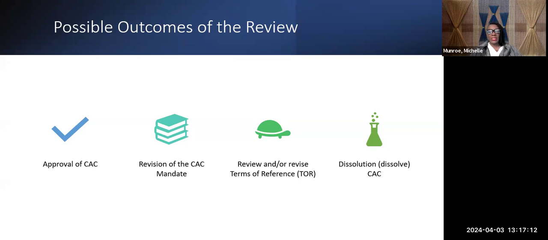Or the other option is dissolution of a CAC, which will be, we believe at this time in this content and context that this Community Advisory Committee has met its mandate, or we have legislation that has now replaced the operating functions of this committee, or our multi-year strategic plan are already addressing these key areas. And so that is one of the multiple options.